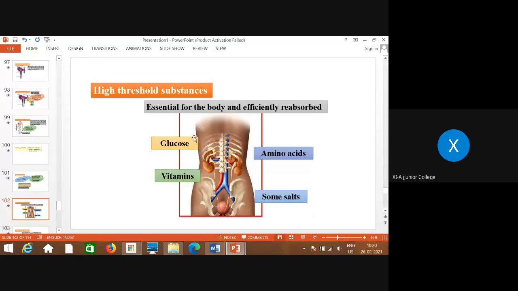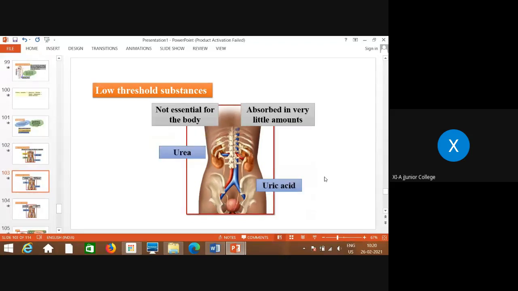So which are highly efficiently reabsorbed and very essential for the body? They are glucose, vitamins, amino acids, and some salts. They are called high threshold substances. And second is low threshold substances, which are not essential for the body, like urea and uric acid. They are thrown out of the body, but to maintain the ionic balance, sometimes they are absorbed in a very little amount. So they are called low threshold substances, which are not essential for the body and absorbed in a very little amount.